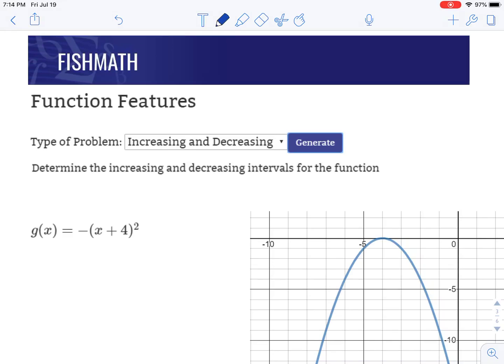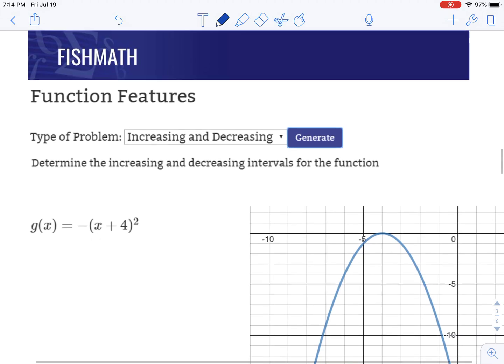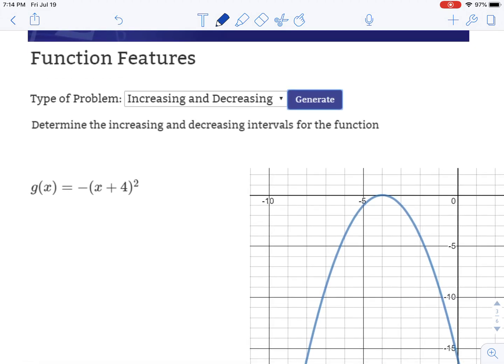Hi everyone, in this video we're going to look at increasing and decreasing intervals for functions. For this one, like many other function videos, it'll really help to graph the functions first so we can visually see what's going on. So I've got here for each one of these functions a graph off to the side so we can see what the increasing and decreasing intervals are going to be. So looking at the first one, g of x equals negative (x plus 4) squared.